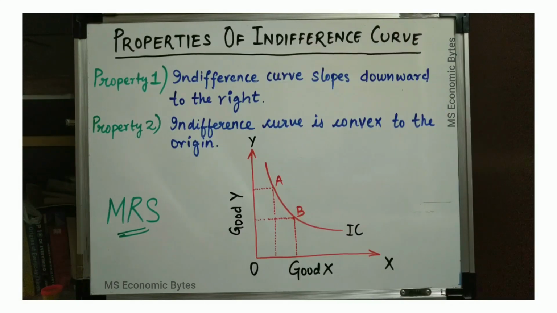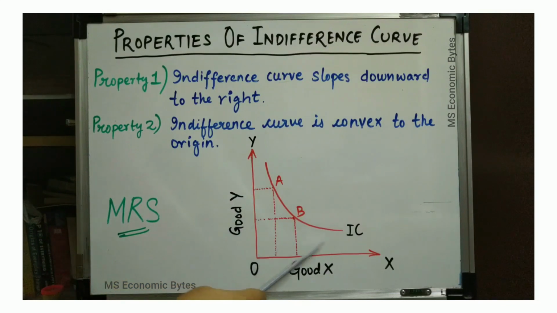Now we come to the properties of indifference curve. The first property states that it slopes downward to the right. The second property states it is convex to the origin. Both of these properties are linked to one common aspect, that is the slope of indifference curve, which is the marginal rate of substitution. The first property, which says that it slopes downward to the right, has already been discussed before in the video.